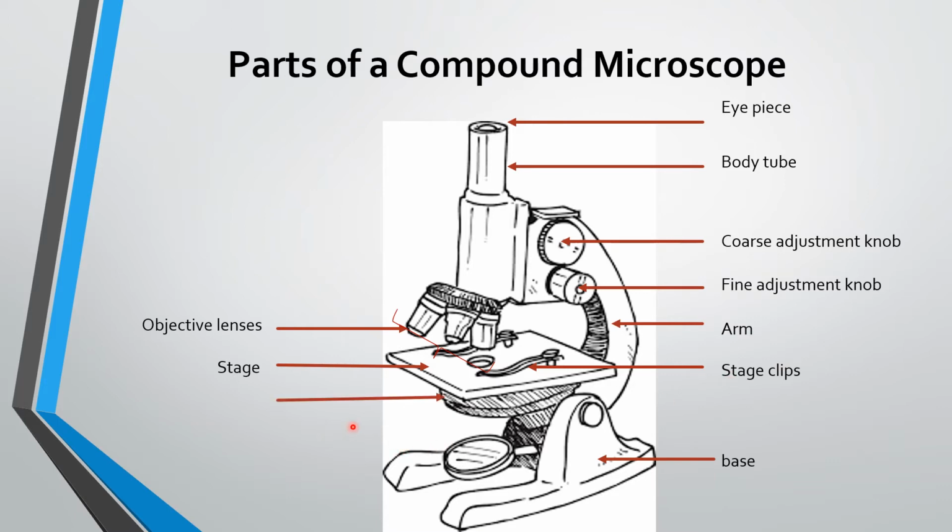And here we have a part called the diaphragm, and by the diaphragm we can adjust the amount of light that falls onto the specimen. And here we have the mirror, and as a mirror it has used a concave mirror, and this concave mirror can converge the light that comes from a light source onto the specimen.